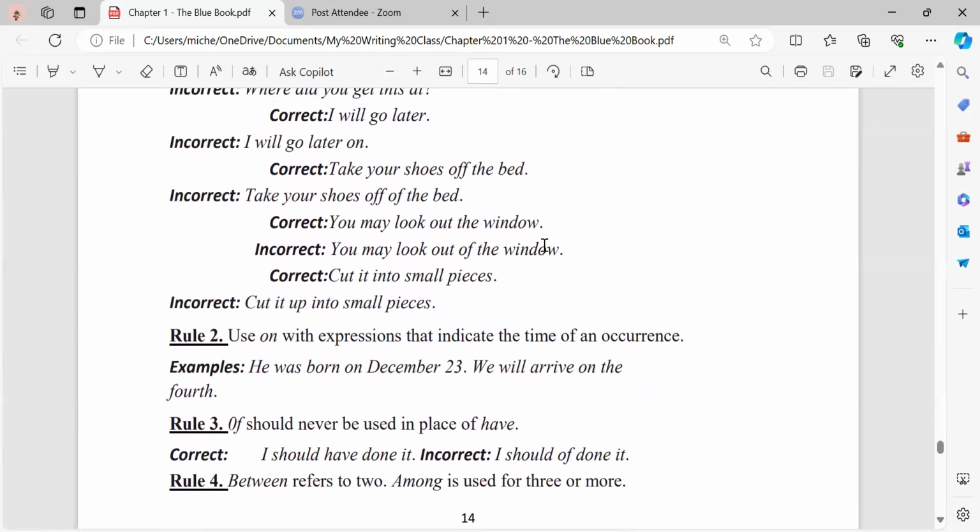So right here, you may look out the window, you may look out of the window. The of is not necessary, because we know that we are going to look out the window anyway. Without the of, it has already been made clear in the sentence that we are going to look out the window. So cut it into small pieces, cut it up into small pieces. The preposition up right here is not necessary. Why? Because the listener already understands that we can cut it into small pieces. So the up right here is definitely not necessary.